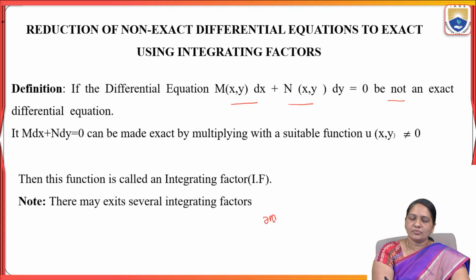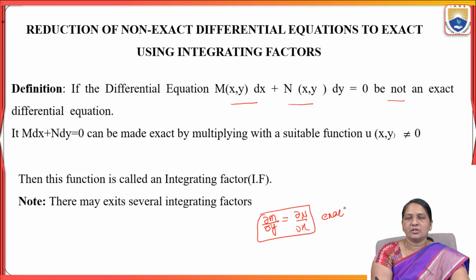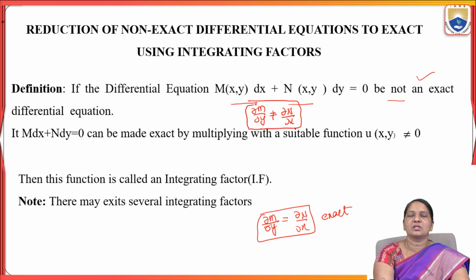So what is the definition of an exact differential equation? If dou M by dou y is equal to dou N by dou x, then the given equation is an exact differential equation. When dou M by dou y is not equal to dou N by dou x, the equation is not exact. So how do we solve this non-exact differential equation? We are going to see now.